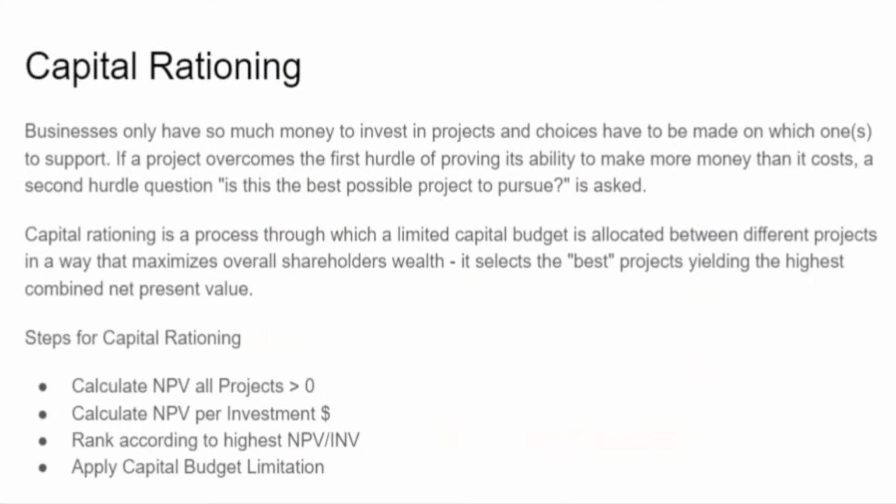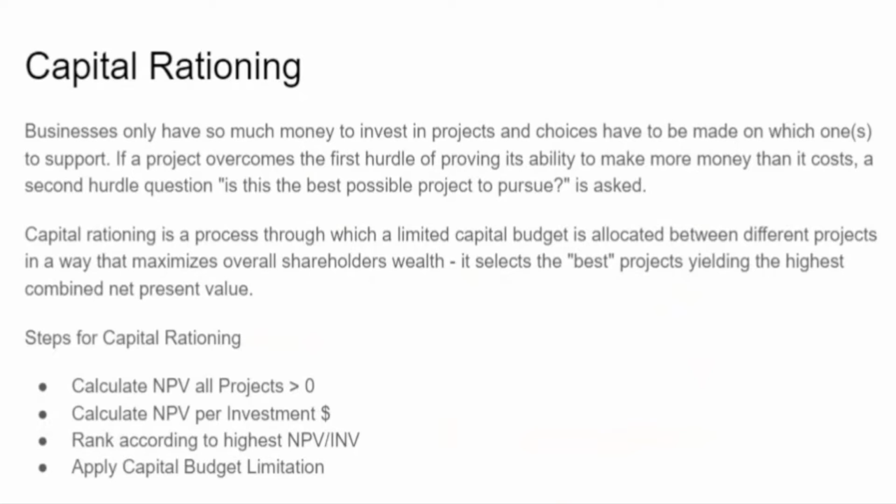So business only has so much money to invest in projects, and the choices they have to make, the ones that they're going to support, are based on dollars and cents. So if a project overcomes the first hurdle of proving its ability to make money, then we have to ask ourselves, is it the best possible project? So capital rationing is the process through which a limited capital budget is allocated between different projects in a way that maximizes the overall shareholder wealth. In other words, we pick the best projects. That's effectively what it comes down to.